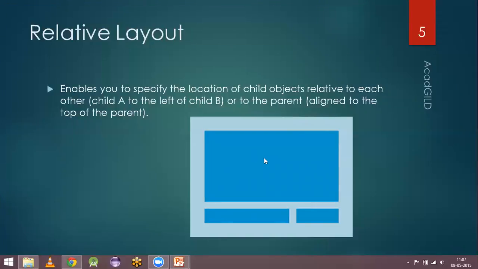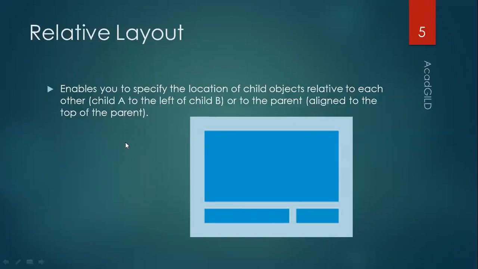Helps us arrange the text boxes in a sequence. Helps us arrange the checkboxes in a sequence. Any components in sequence. That is, you can arrange these components in a horizontal way, or you can arrange them in a vertical manner. Is that clear?